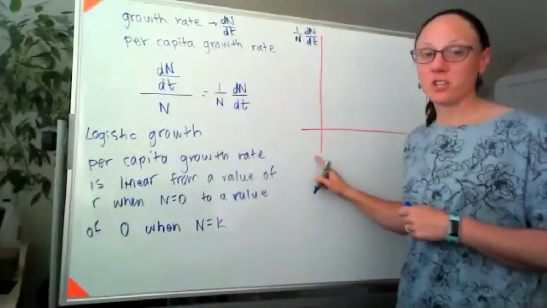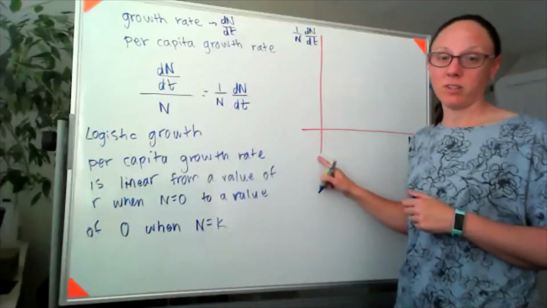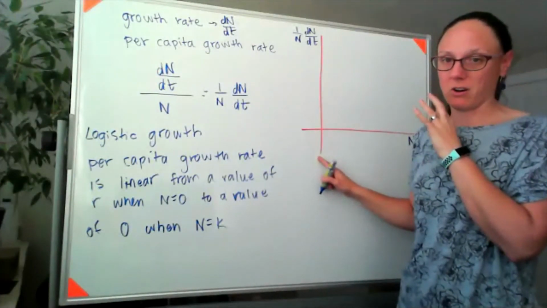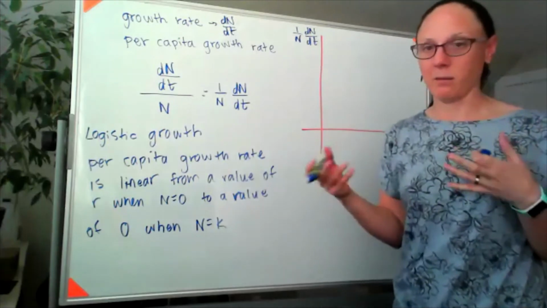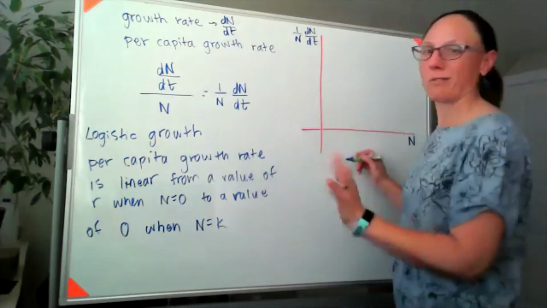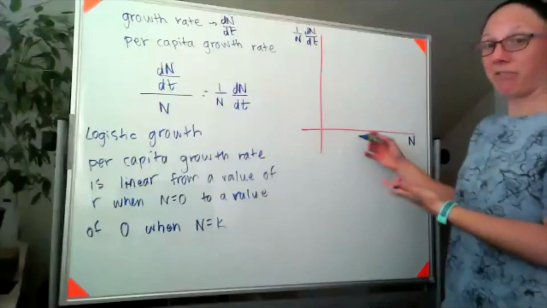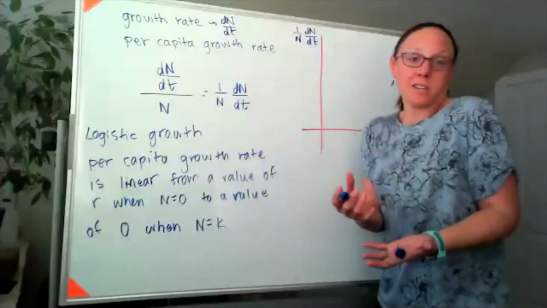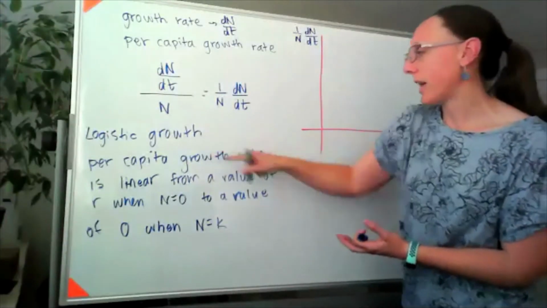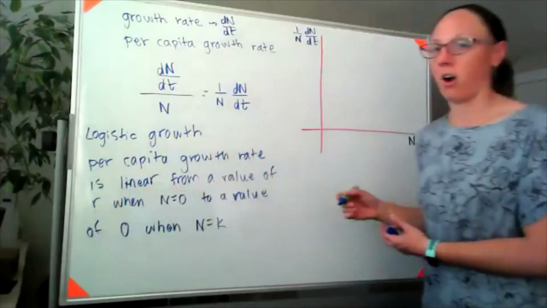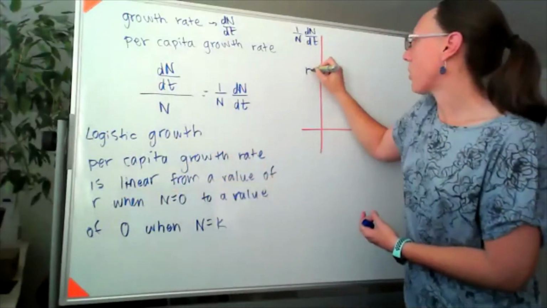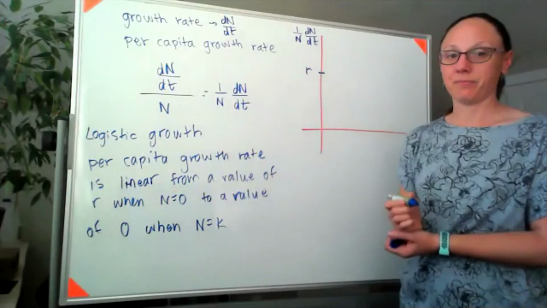So when my population starts out at 0, okay, really if my population is 0, you have no animals, they can make no babies. So we're never really at 0. But if N were really, really close to 0, then the per capita growth rate would be equal to r. So here's my per capita growth rate of r.